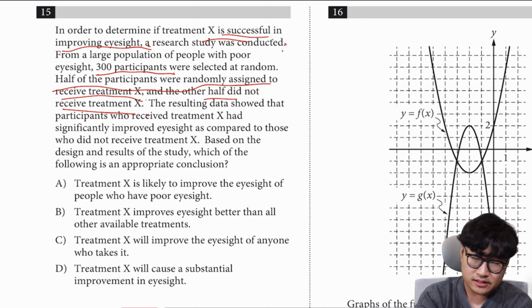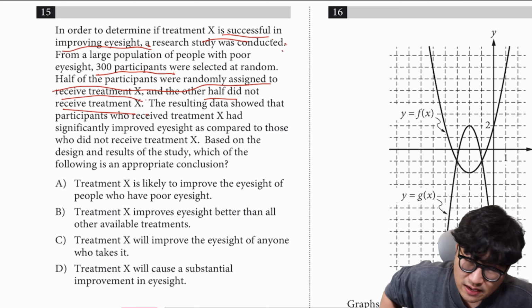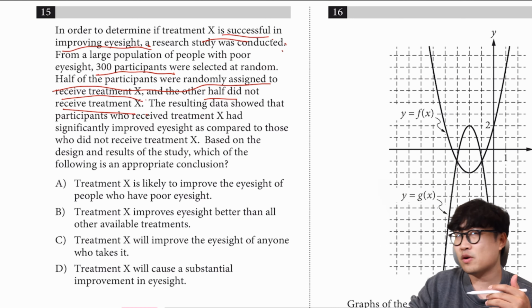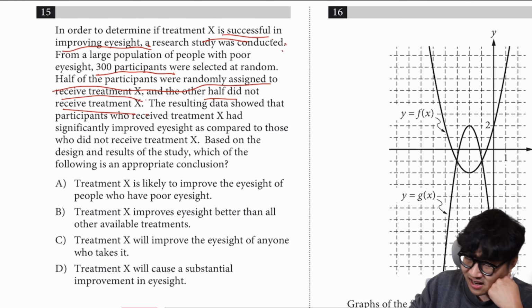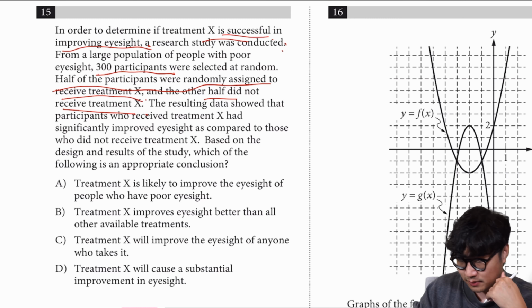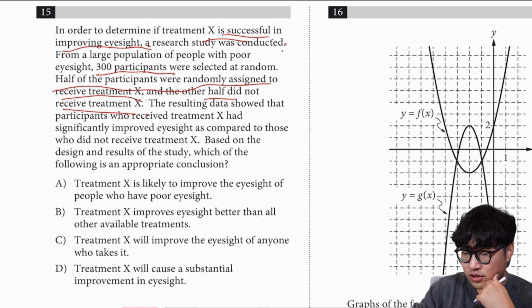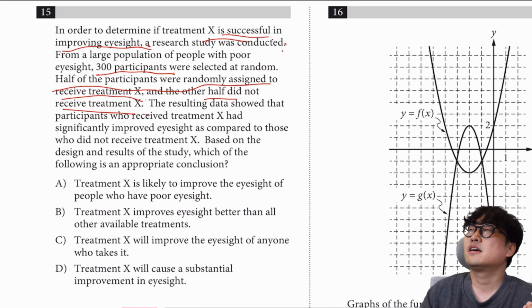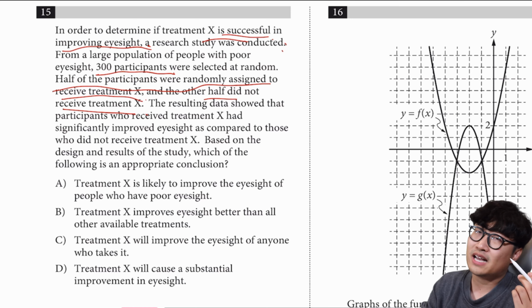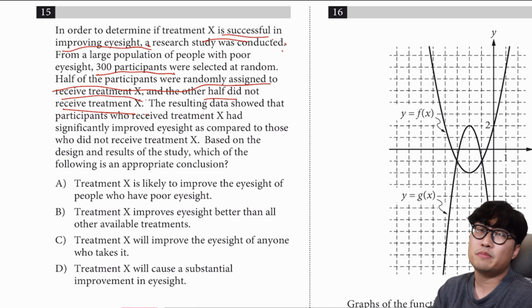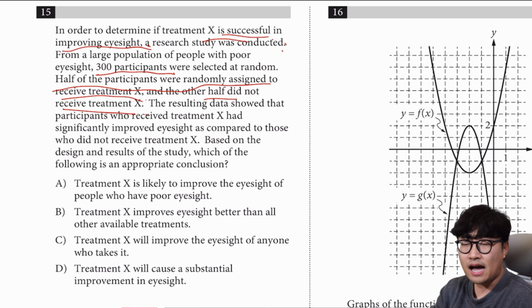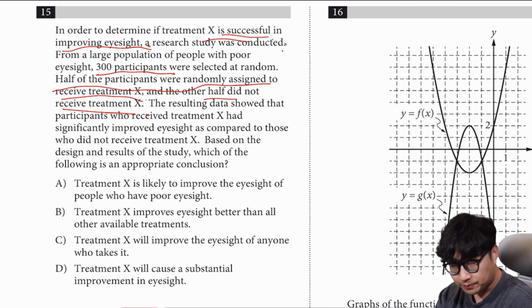So just because it worked for the people that you gave this to doesn't necessarily mean that it's going to work for everybody out there, right? So with that in mind, let's keep reading one choice at a time. So D, treatment X will cause substantial improvement. I don't know. It could, but it doesn't have to, right? If you really think about the reason people who got it improved, I don't know. Maybe it was pseudoscience or something. How do you know for sure that it was treatment X? What if the 150 people that you selected just happened to have naturally good eyesight or something? I don't know, right?